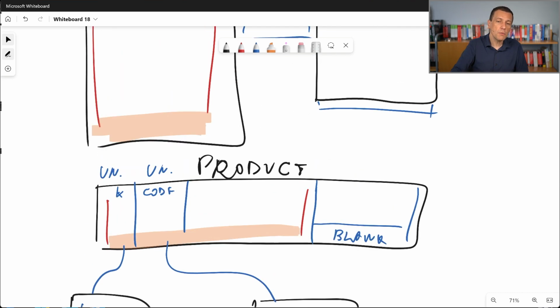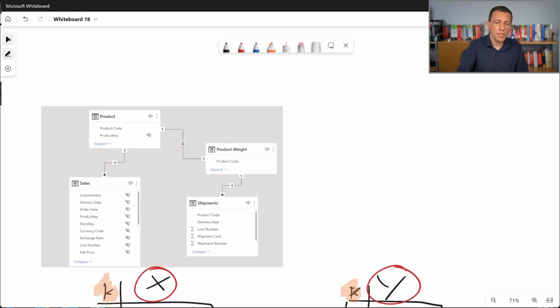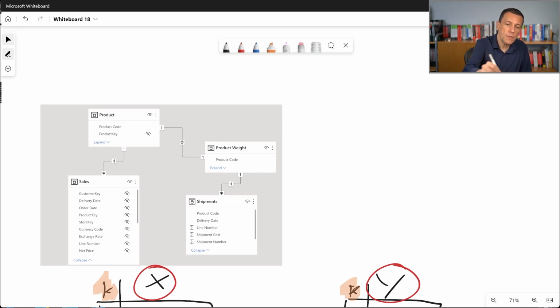Why? Because when we use a one-to-one relationship, like in this case, we introduce a bidirectional filter. A bidirectional filter could be dangerous, could introduce ambiguity. It's not the case for this particular model. So in this particular model, it would be good enough. It will not generate big issues, but it's always something that you have to pay attention to. So that is the behavior of the one-to-one relationship.